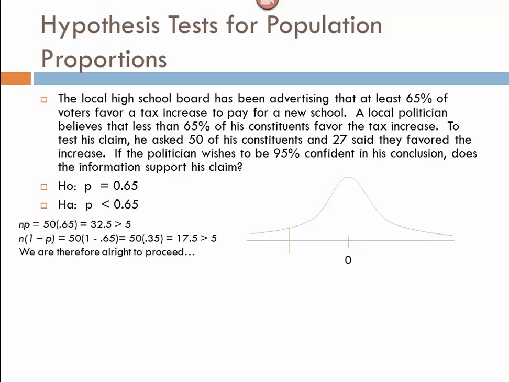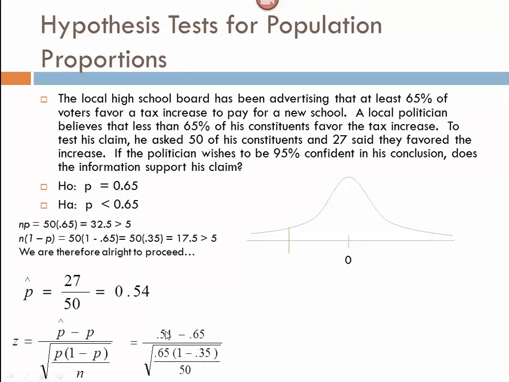Now, for our p hat value, we found that 27 of 50 favored the increase. Calculating the p hat value comes out to be exactly 0.54 or 54%. Now in your calculators, when you're finding the z, you don't always have to change it to a decimal. As you're plugging it into the z formula to find the value of the test statistic on the z curve, you can just put 27 over 50 here minus 0.65. Your calculator will figure it out for you. Do remember, however, to put parentheses around that difference on the top.